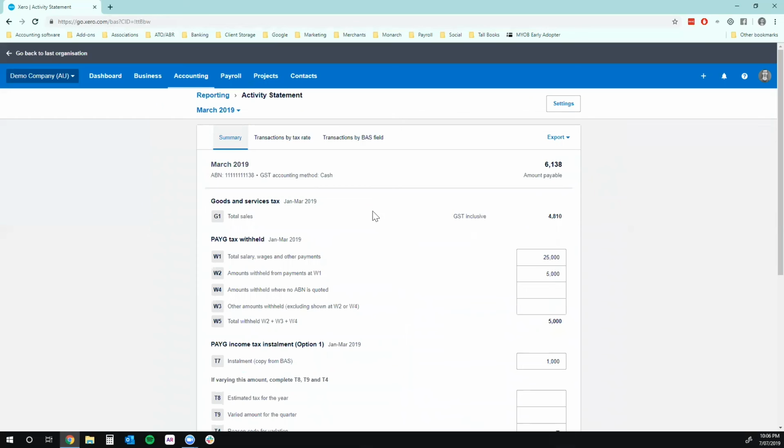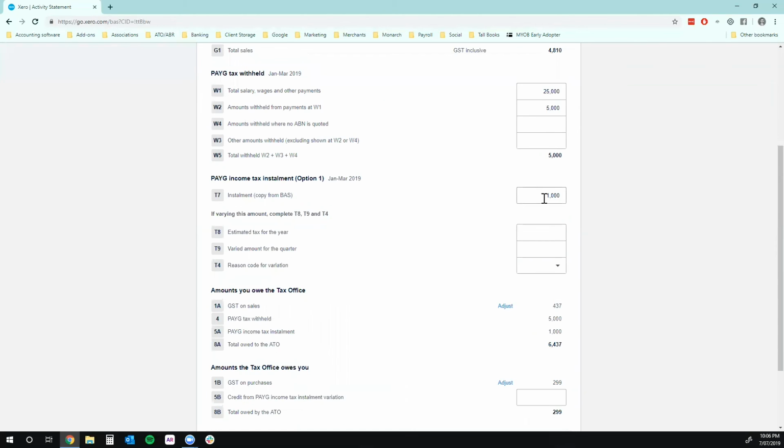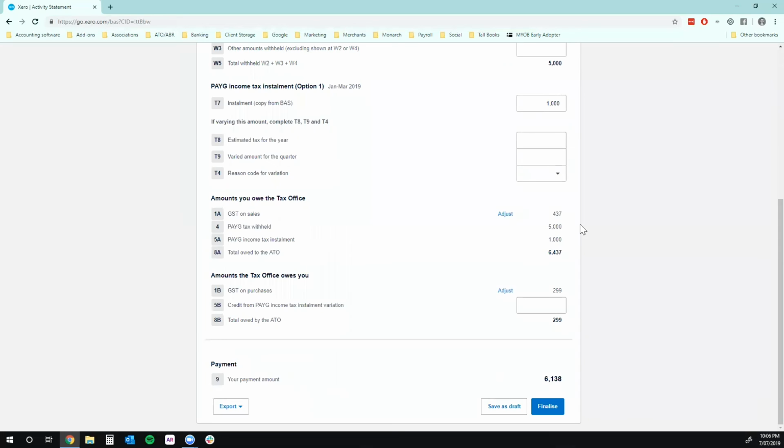Great. So the summary will show you once again your accounting method, your total sales, your salary and wages followed by your PAYG. You've got your installment amount, which you can enter in if you know what it is, and then it will populate the rest for you here. So what you owe minus what the tax office owes you will be the payment that needs to be made.